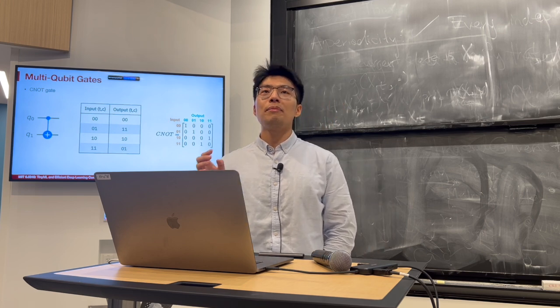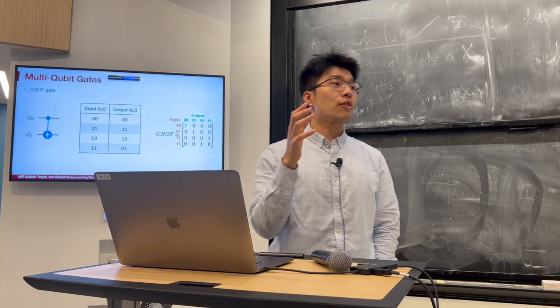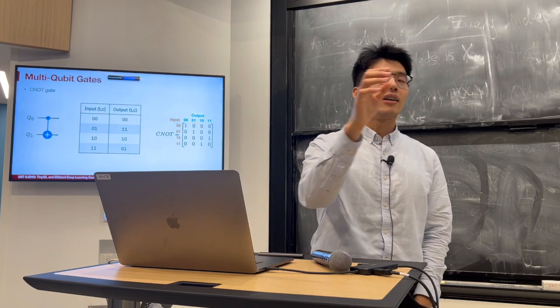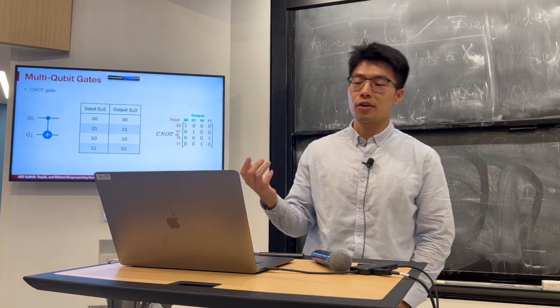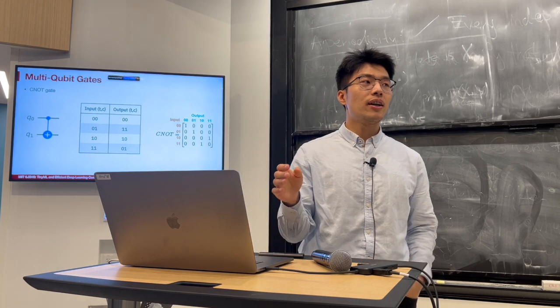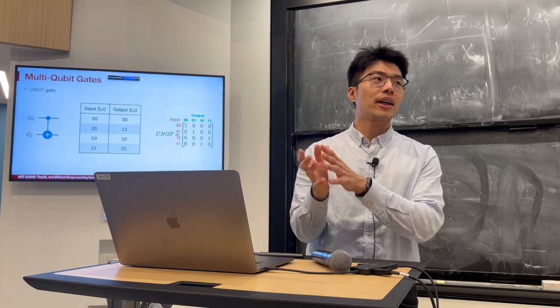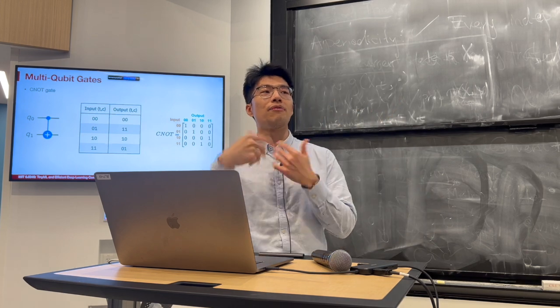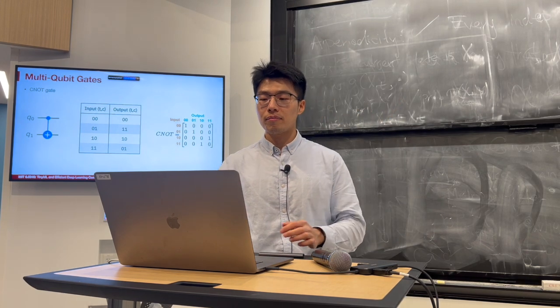So the controlled NOT means that when the control qubit is 0, we don't do any computation on the target qubit. However, if we have a 1 on the Q0 here, then we have to perform a NOT gate on the Q1, which flips the state on the Q1.